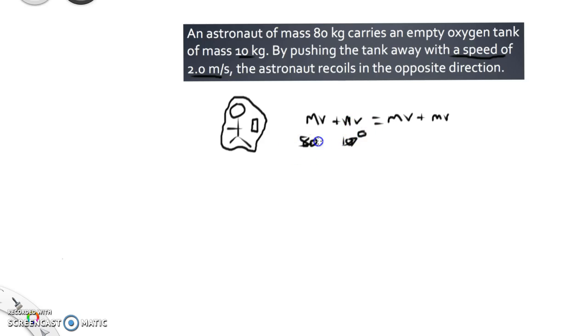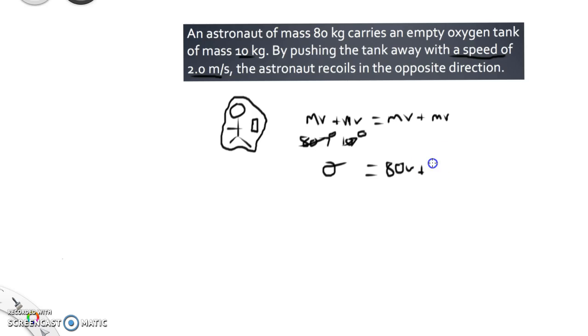Okay, so the total momentum of the system, in our system being these two objects together, our total momentum before is 0. And so now we're going to compare that to our momentum after. Well, we know that the tank is being pushed away with a speed of 2 meters per second. So we don't know what the speed of the astronaut is. So we'll say 80 v.